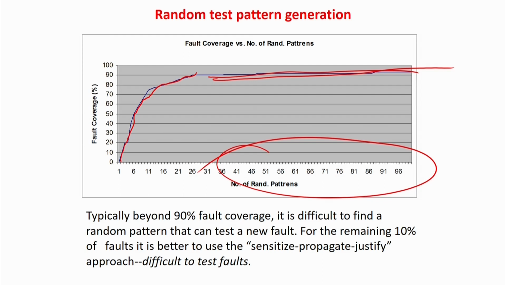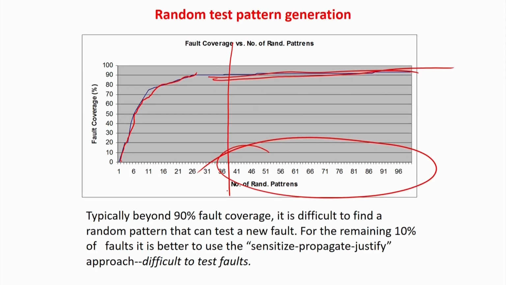But after a certain amount of time, when there will be very few faults remaining, the new faults getting detected with a new random test pattern will be very few. So at that point, we will stop and we will start applying the sensitize, propagate and justify approach to test those faults. That is the most critical part of testing, because random test pattern generation is very simple. Just generate a pattern, find out which fault is detected.